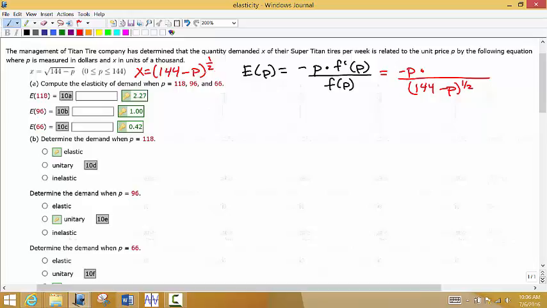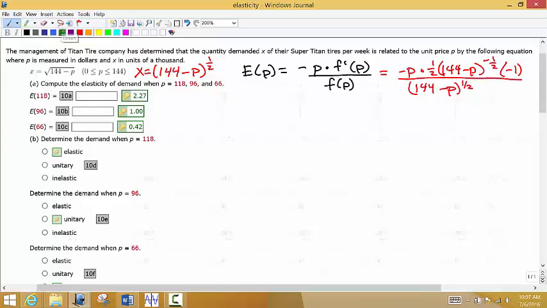Of course, we're going to have to use the chain rule since everything is being raised to a higher power. So that would be 1/2, bring that down to the front, times the inside function as is, and then we reduce the power by 1, so we raise that to the negative 1/2 power. And then we take the derivative of the inside, and the derivative of 144 minus p would be negative 1, treating that p like we would treat x.